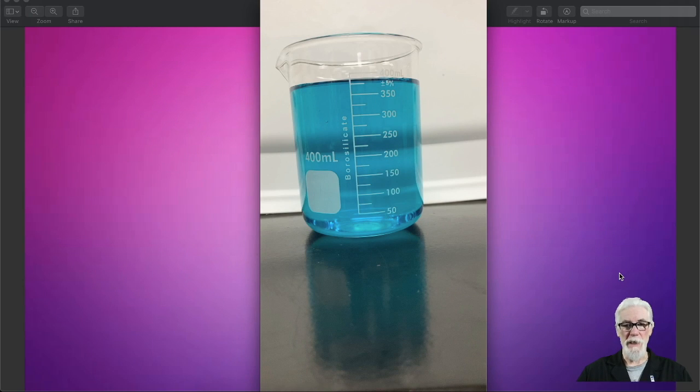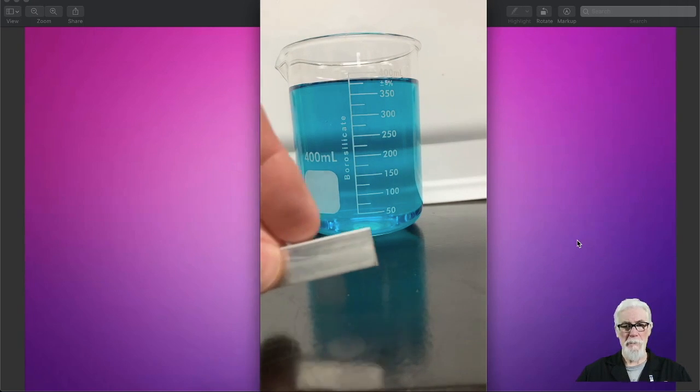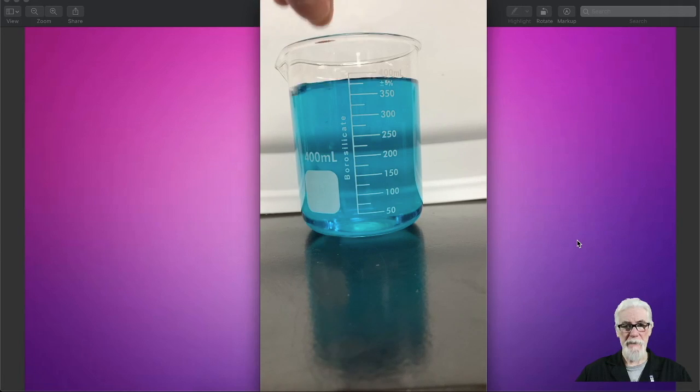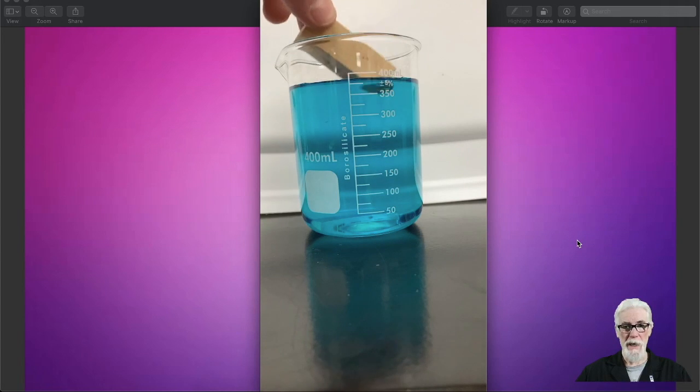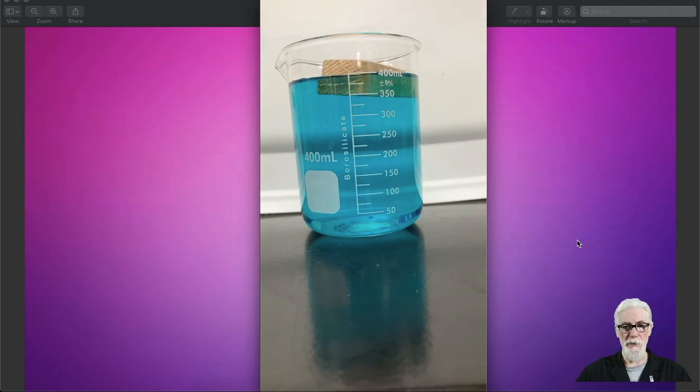Let's take a look at a physical meaning of the different slopes of these graphs. Here I have a beaker of the blue liquid that we used in the experiment. Here's an aluminum block. When I drop it in, the aluminum block sinks to the bottom. Here's my wooden block. When I put it in, it floats on the top. So things that have a steeper slope, which are more dense, will sink in things that have a less steep slope.